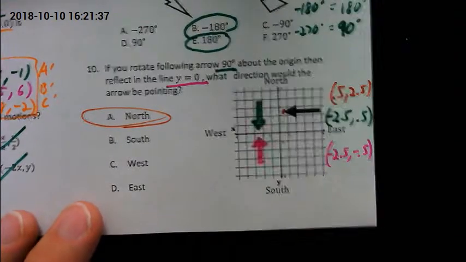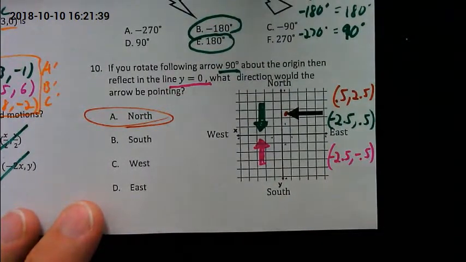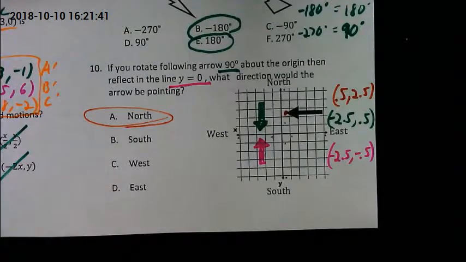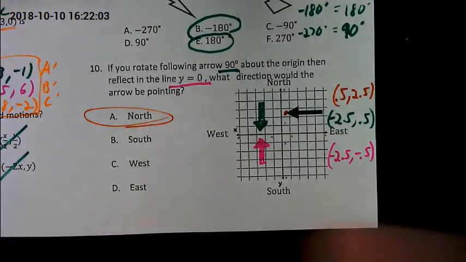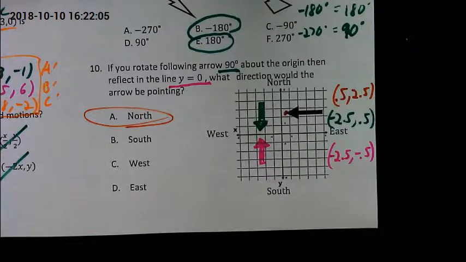Yes? So if it was reflecting in the line x equals 0, would it still be facing south? If it didn't reflect, yes. But if it reflected over the y-axis, x equals 0 is our y-axis. So what if it reflected over the y-axis? It would still be pointing down. Yes, correct. Okay. All right.